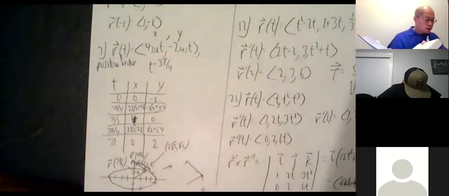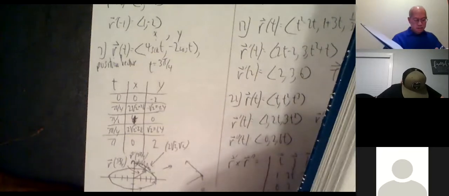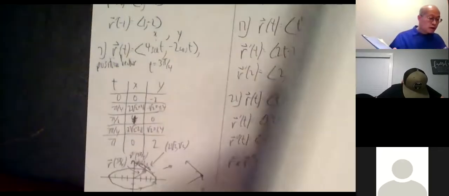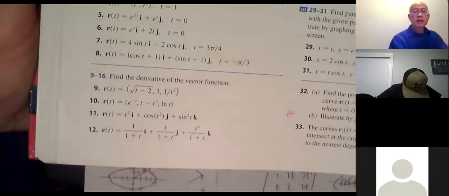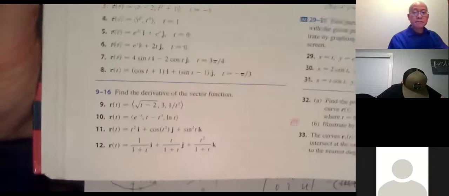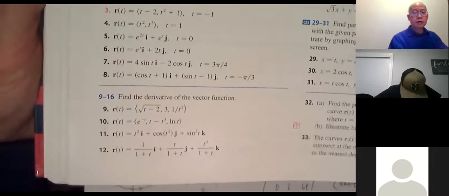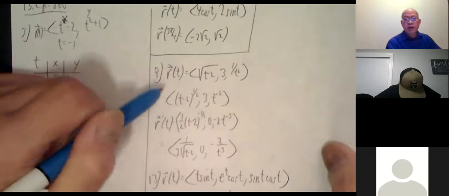All right. Then let's see. I'm going to show you number 9. Find the derivative of the vector function, 3 components. Very easy. You're just taking 3 derivatives: x component, y component, z component. So that's r. Find r prime.